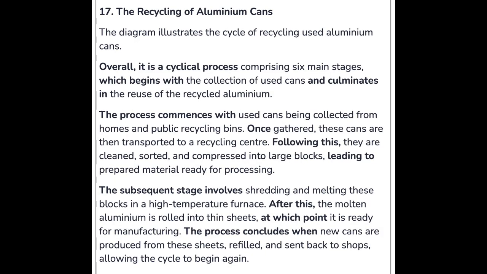17. The recycling of aluminium cans. The diagram illustrates the cycle of recycling used aluminium cans. Overall, it is a cyclical process comprising 6 main stages, which begins with the collection of used cans and culminates in the reuse of the recycled aluminium.